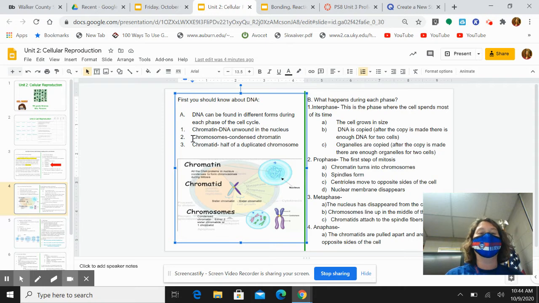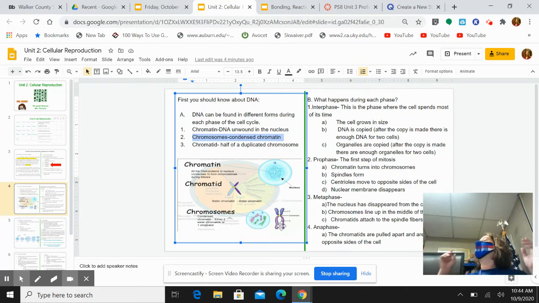And actually, we're going to highlight number 2 and number 3 if you want to do it all at once. That's perfectly fine. If you want to highlight it different colors, that's okay too. Number 2, chromosomes are condensed chromatin. Notice how they look kind of like a wilty X.